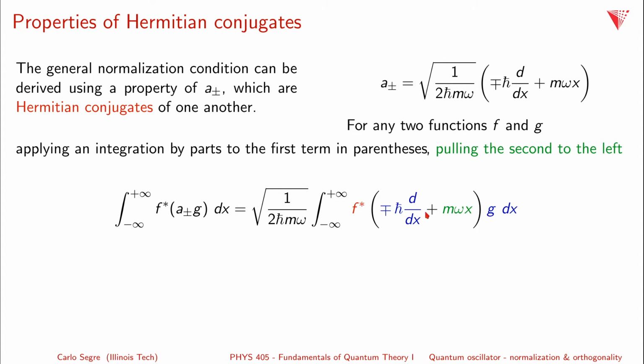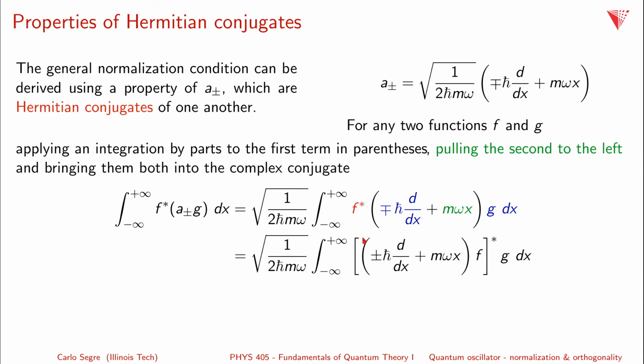And then we'll pull the second one to the left because it has no derivatives, so we can pull it right through and apply it to f star instead of applying it to g. So the idea is we're going to move this operator, which is an a plus minus, over to f star. Well, that's easy enough. If we take this, you have u dv, and you have v du, and when you apply that, there's a minus sign that comes in.